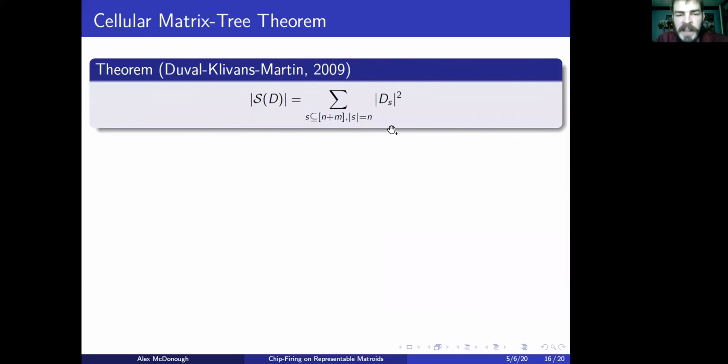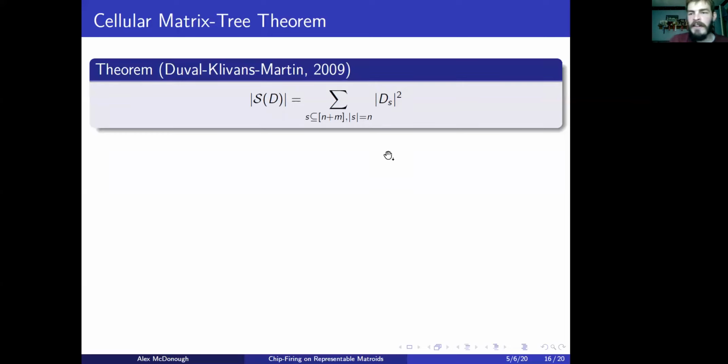So first, before I give my example, we're going to combine some of the more recent stuff to say that the sandpile group of D is going to be equal to this sum, because we already showed before that the size of the sandpile group of D is equal to the determinant of fancy D, and the determinant of fancy D is equal to the determinant of D times D transpose, and then that is equal to this.